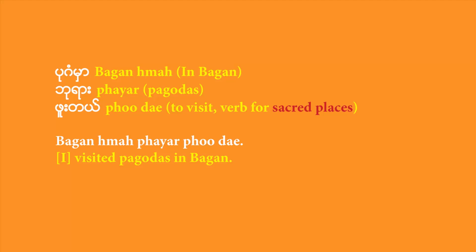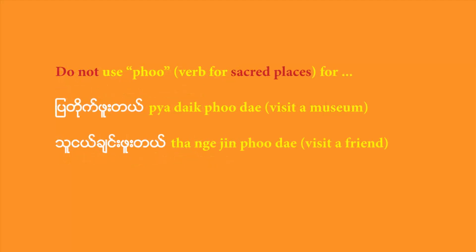So you should not say, for example, piadai pude to say you visited a museum, nor should you say jin pude to say you visited a friend. The museum is not sacred, neither is your friend. Unless, of course, your friend happens to be a monk or a nun. Well, then in that case, you can't really refer to him or her as jin. That's another lesson for another episode on the topic of formal ways to address monks and nuns.